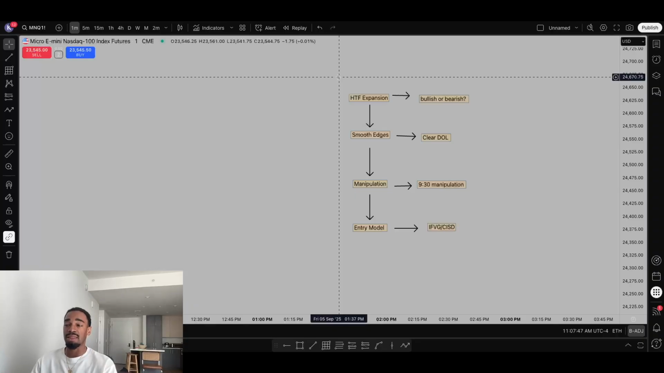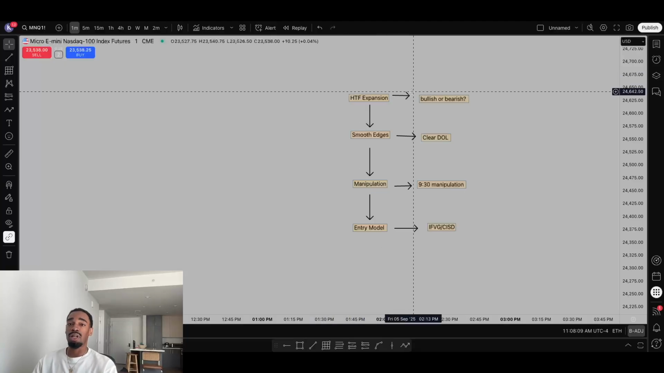sit at my desk at 8:30. I'm identifying where the higher time frame is expected to expand to. Are there any smooth edges in the marketplace that are towards the higher time frame draw on liquidity? I want to see manipulation in the opposing direction of the draw on liquidity, and then I'm looking for my entry model, okay, which is an inversion fair value gap or a change in the state of delivery.